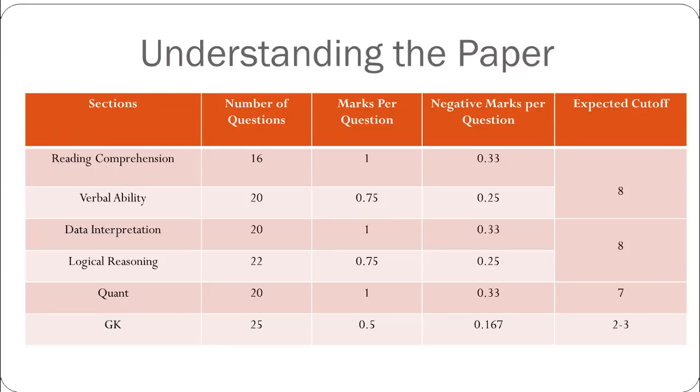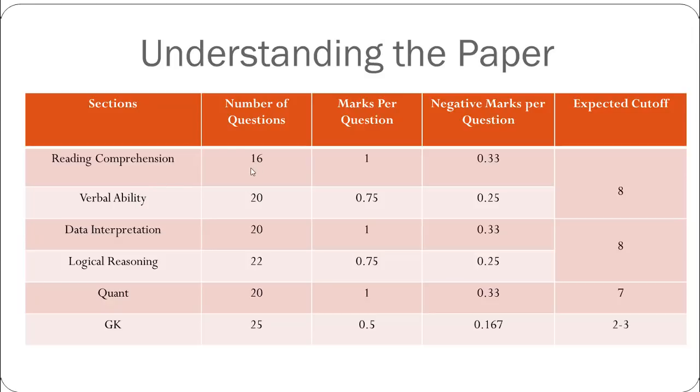In IIFT 2016, there were 6 subsections: reading comprehension, verbal ability, data interpretation, logical reasoning, quant and GK. Now RC and VA were clubbed as one section, DI and LR were clubbed as another section, and quant and GK were 2 single sections.